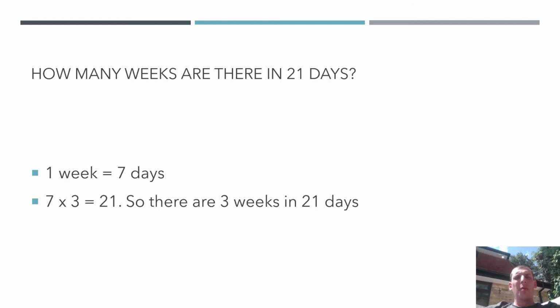Right. Now, how many weeks are there in 21 days? I know in 1 week there are 7 days. So I need to find out basically how many 7s there are in 21 days. Now, I know that there are 3 7s in 21. So that's telling me that there's going to be 3 weeks in 21 days. That's using my knowledge of times tables to just know that 7 3s are 21. So that means it's going to be 3 weeks.